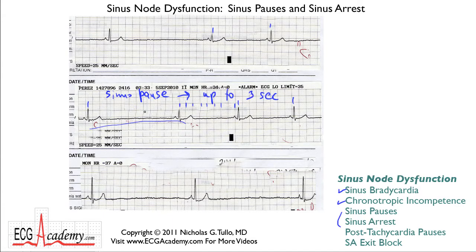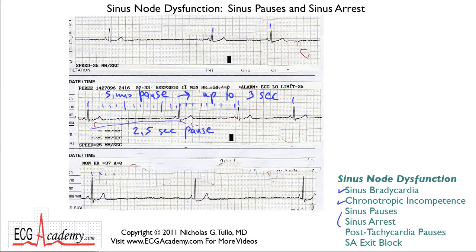Now, a pause can be anywhere up to 3 seconds. And if you count this up, in milliseconds it's 2, 4, 6, 8. That's 1 second, 2, 4, 6, 8. That's 2 seconds, 2, 4, and another half. So it's about 2.5. So people will label this as a 2.5 second sinus pause, and that's fine.